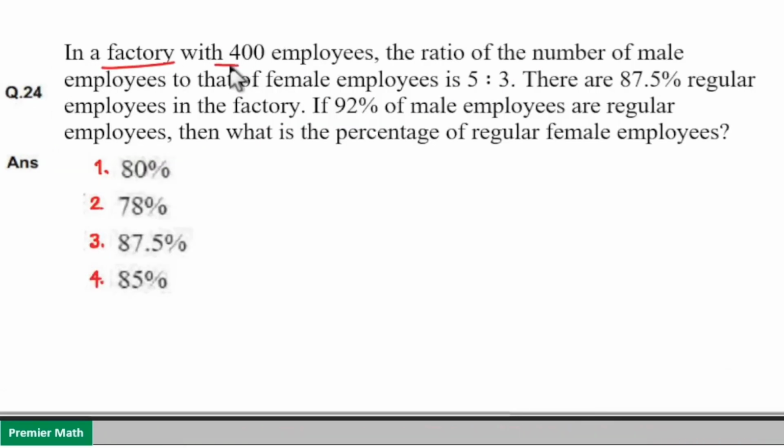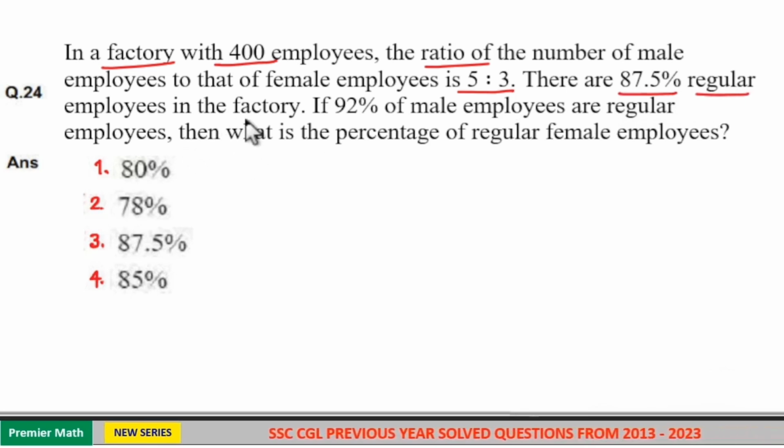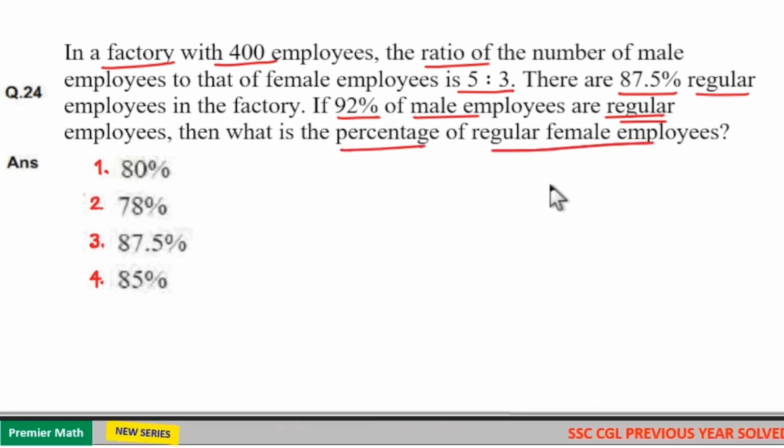In a factory with 400 employees, the ratio of the number of male employees to that of female employees is 5:3. There are 87.5% regular employees in the factory. If 92% of the male employees are regular, then what is the percentage of regular female employees?